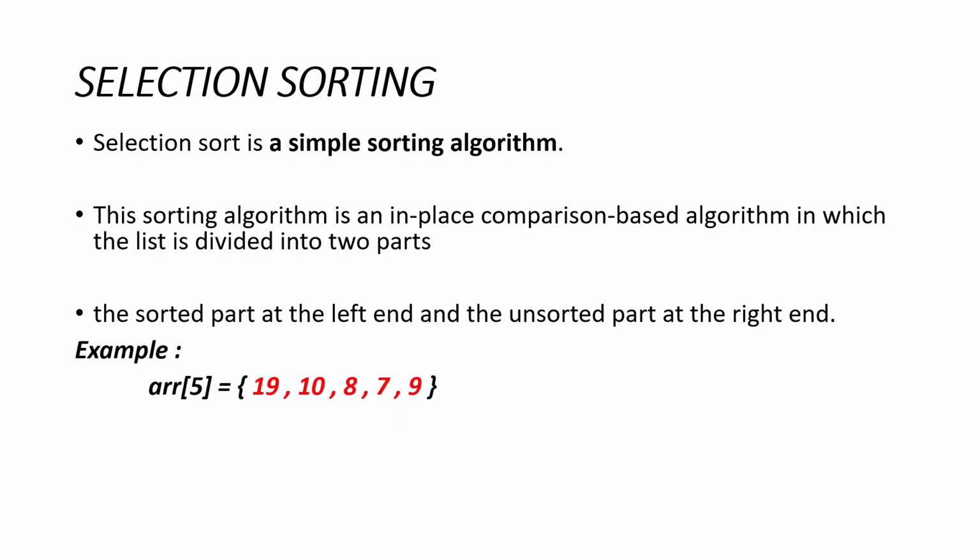In array ARR, the elements in that array are 19, 10, 8, 7, 9. Now these elements in this array are unsorted. After sorting, the elements in that array are 7, 8, 9, 10, 19. Now let us see how we are going to sort the elements.